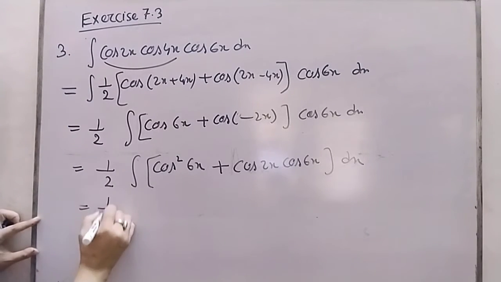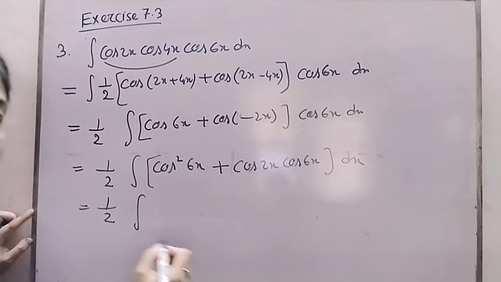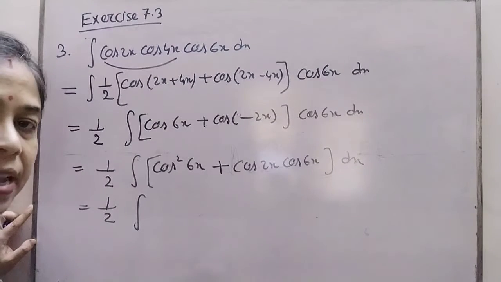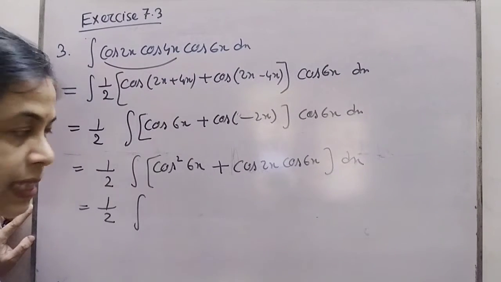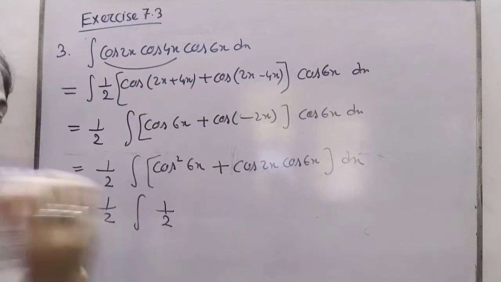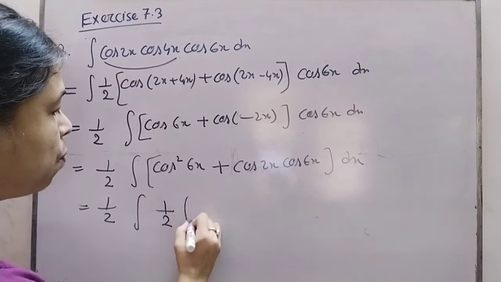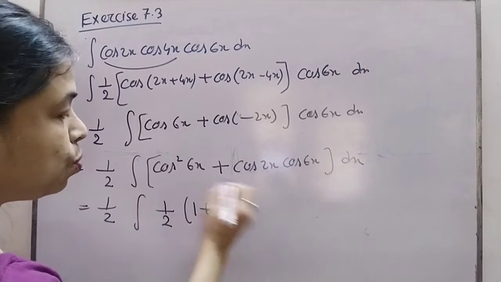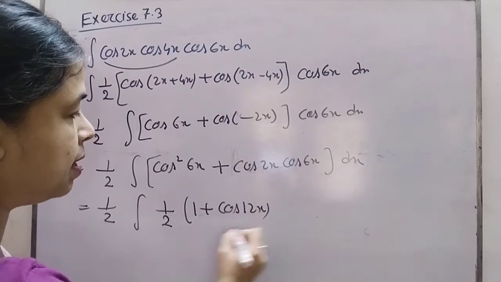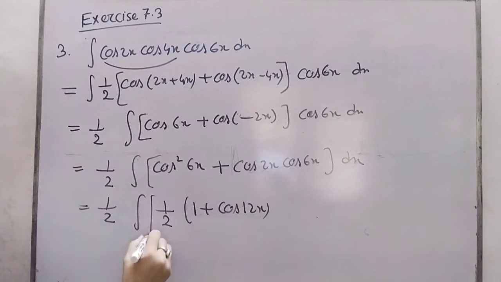So how to convert? Half. It is in the form of cos square x. Cos square can be written as half of 1 plus cos twice x. Is it not? So I have used this square formula. Okay. So half of 1 plus cos twice x. 2 times of 6x is 12x. First part is done. Bracket is there.